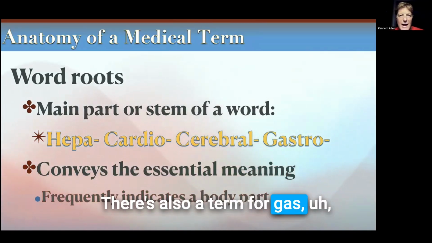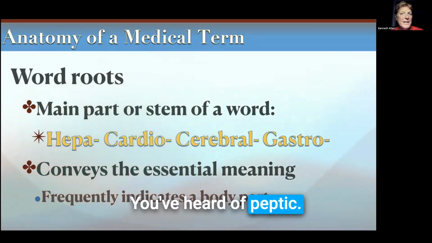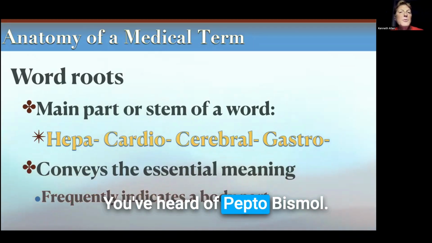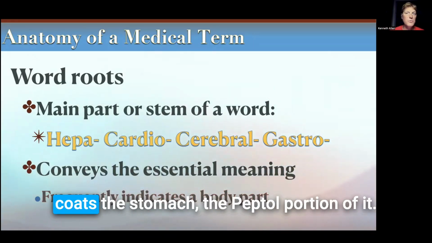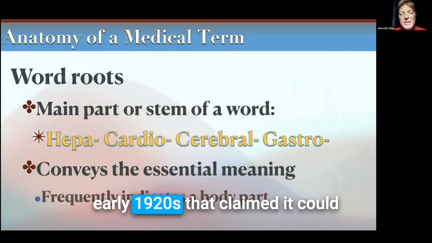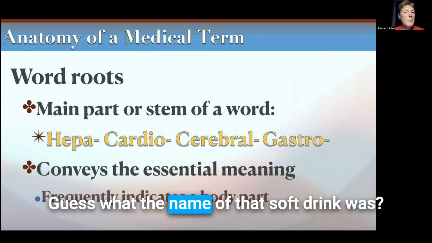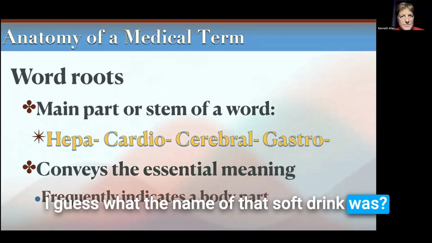There's also a term for stomach, which is pep. You've heard of peptic ulcers. Those are ulcers of the stomach. You've heard of Pepto-Bismol. That's Bismol, a kind of chemical that coats the stomach, the pepto portion of it. There was a soft drink made in the early 1920s that claimed it could fight upset stomach and heartburn. Guess what the name of that soft drink was?